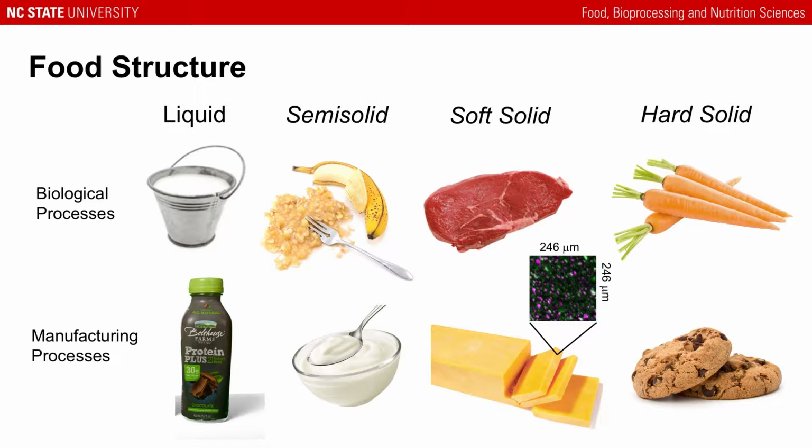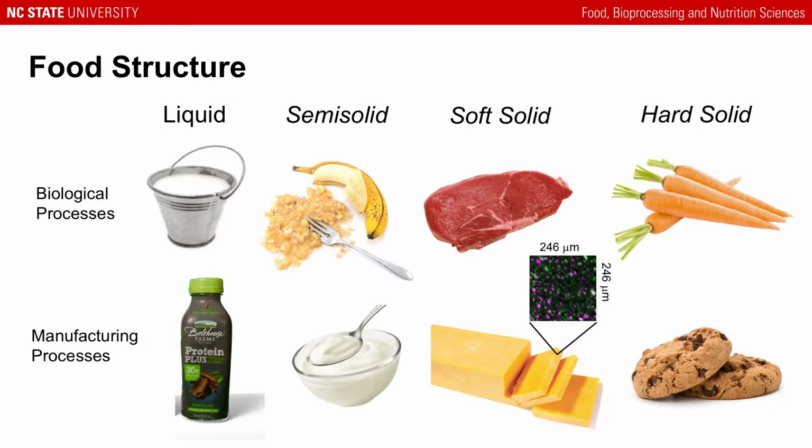So I like to segregate foods into more of a physics concern, and this is tying in with how we eat them too. We have liquids, semi-solids, soft solids, and hard solids. Okay. Liquids are pretty easy between biology and just what we can make. Okay.